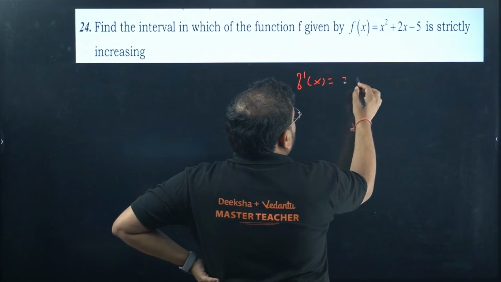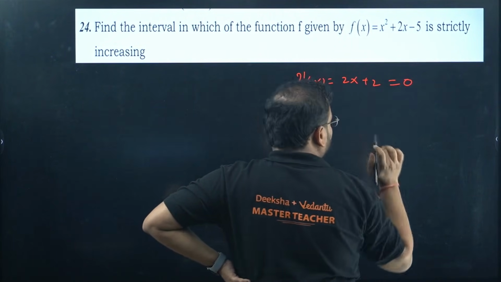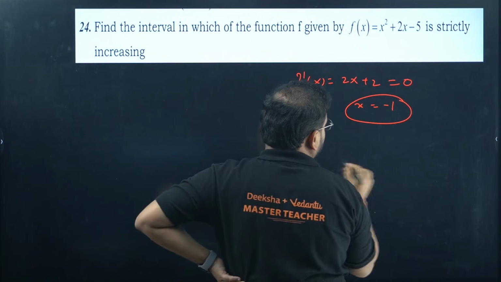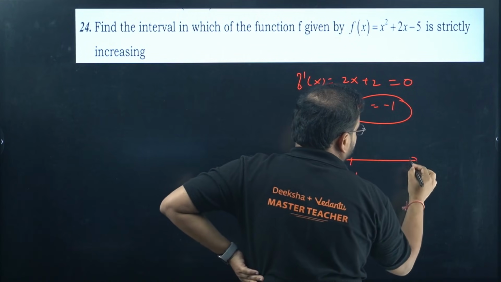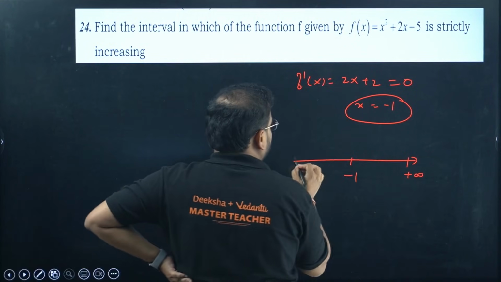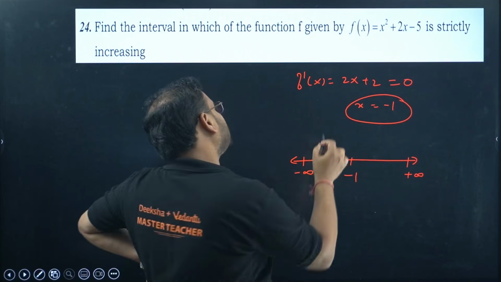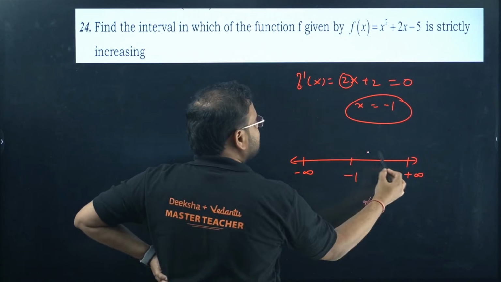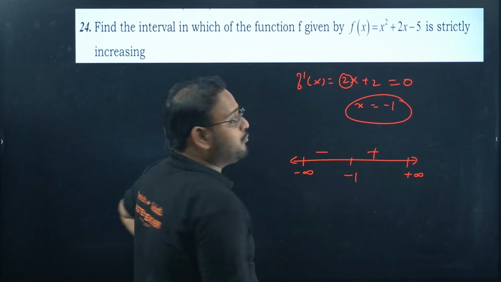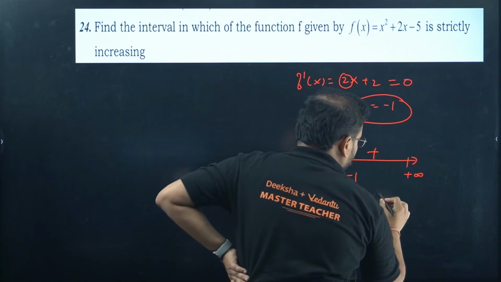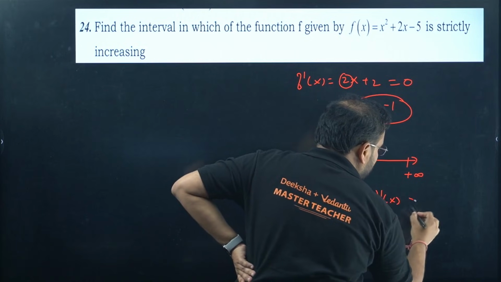All right, sir. 2x plus 2, put it equal to 0 to get the critical point. You'll get x value as -1. Number line: -1, plus infinity, minus infinity I'm looking for. Now check the factors. Factor coefficient is nothing but +2, so start with the plus sign. Here the minus sign. I'm looking for positive side because I'm looking for strictly increasing. This is going to be your f dash of x more than 0.